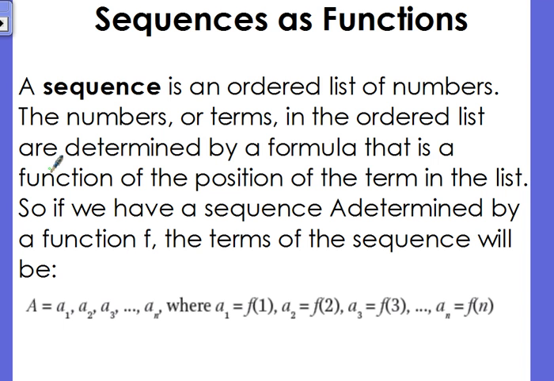But the terms that are in my ordered list are determined by a formula or by a rule. So I can evaluate by plugging in 1 to find the first term, plugging in 2 to find the second, 3 to find the third, and so forth.